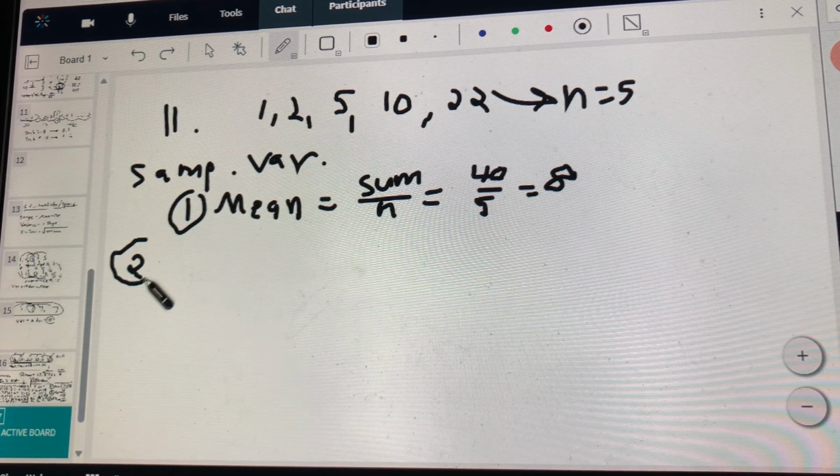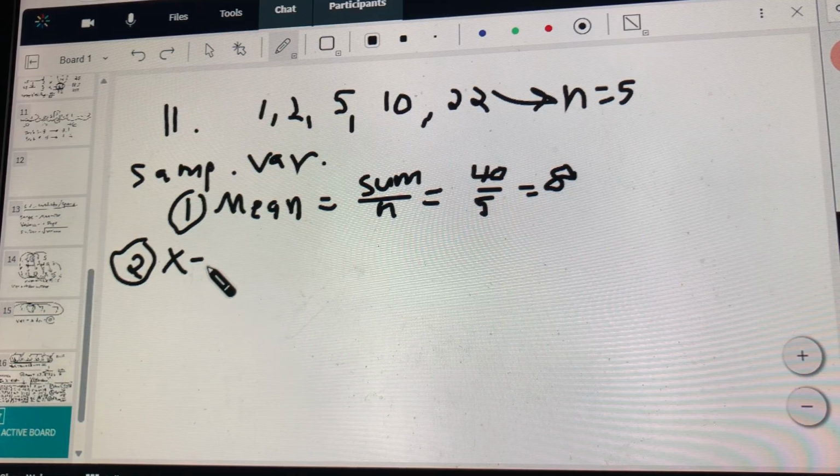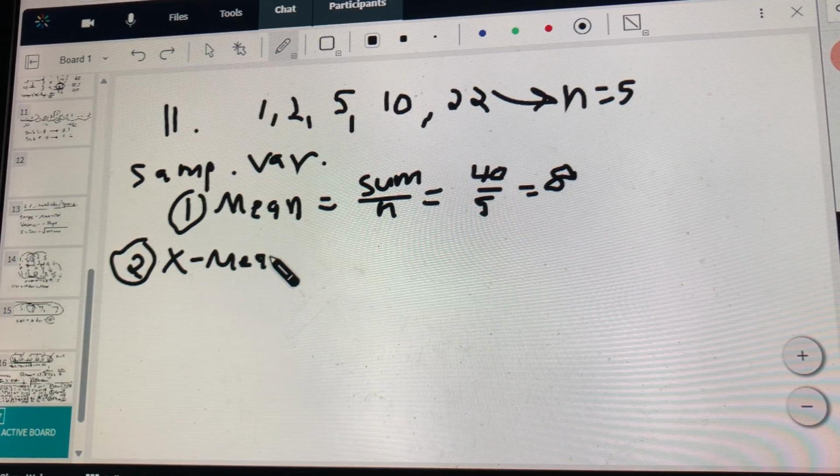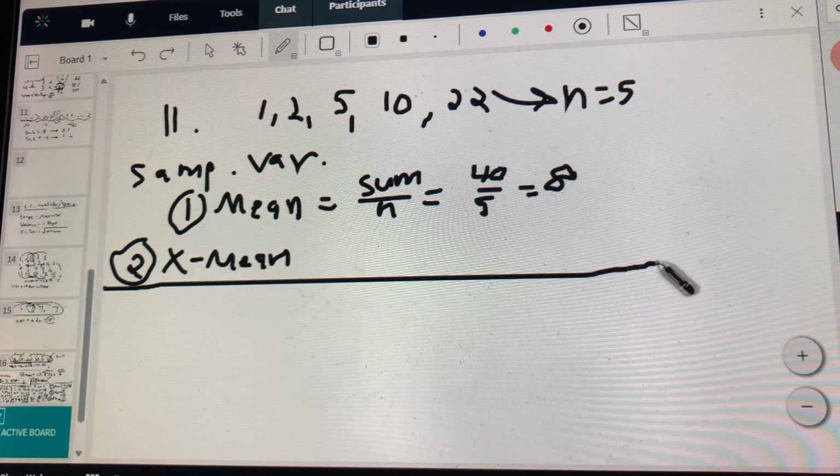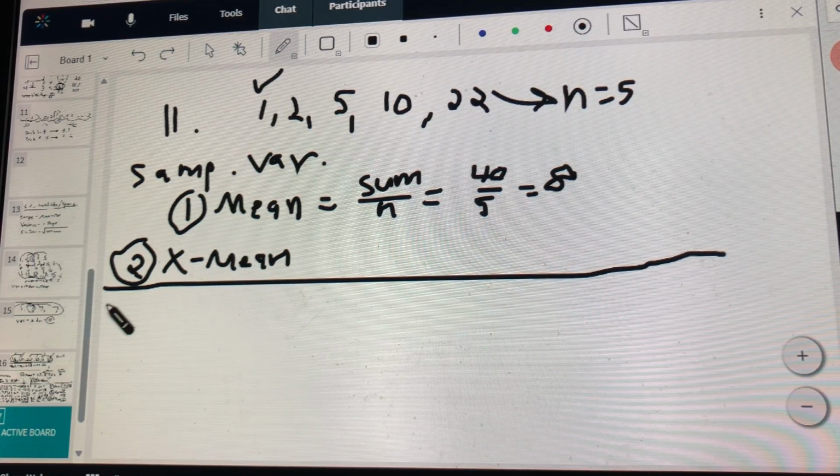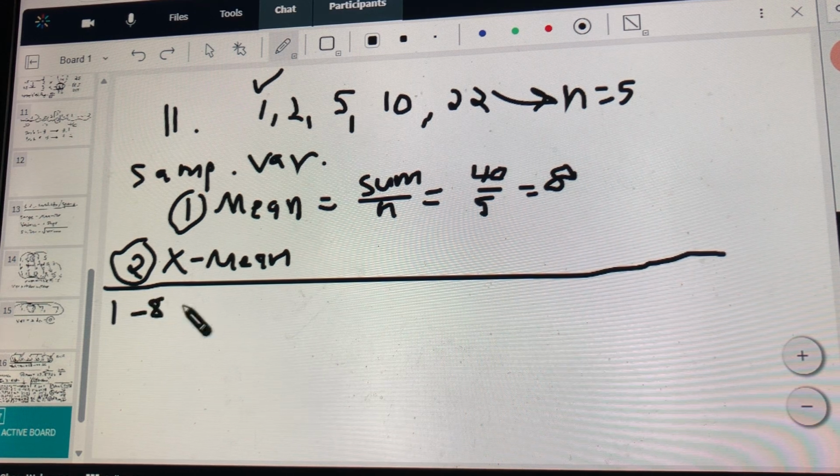So step 2, take each number and subtract the mean. And if these come out nicely, you don't have to do step 2 and step 3 at the same time if you don't want to. 1 minus 8 is negative 7.